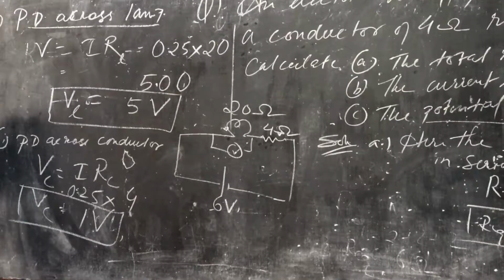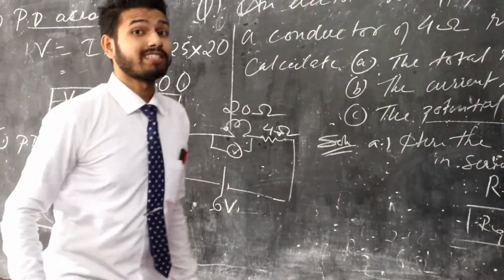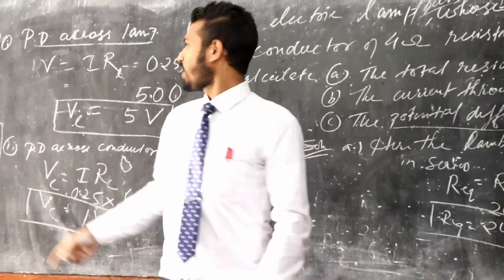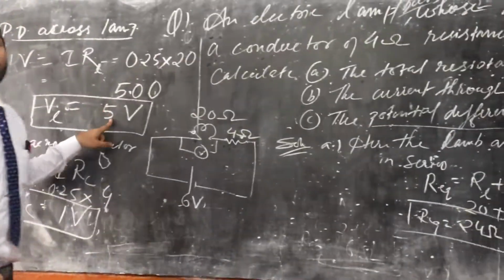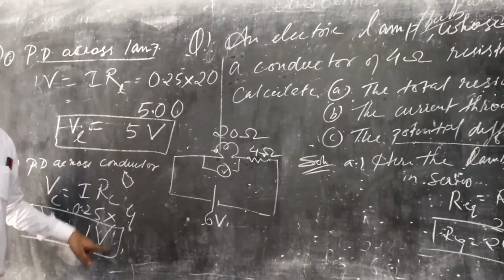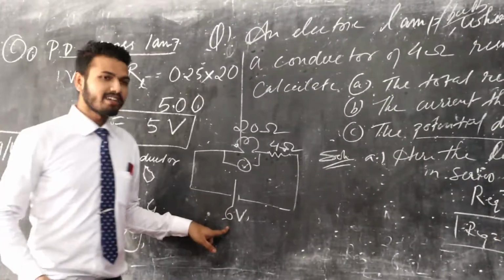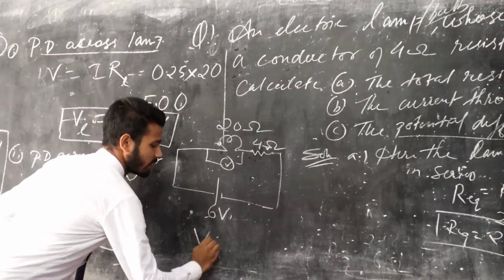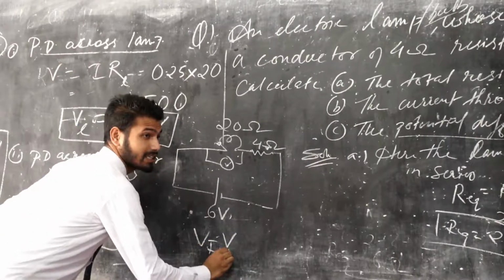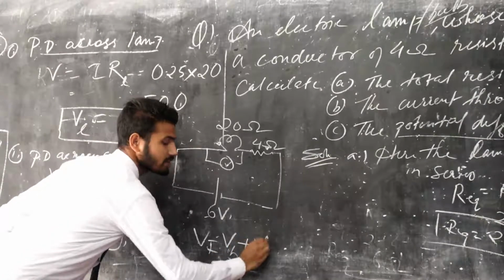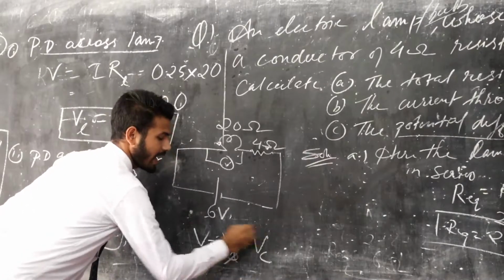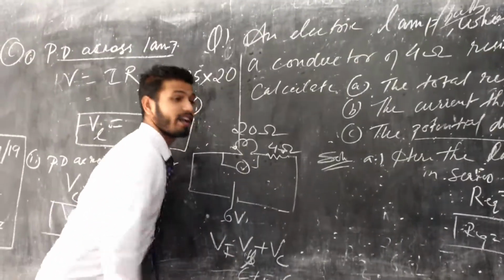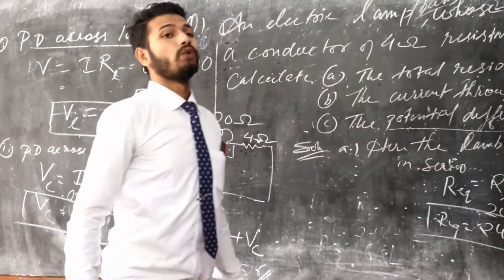Now as we know, the total voltage in a series connection is equal to the sum of the individual voltages. You see the voltage of the bulb and the voltage of the conductor: 5 plus 1 is 6, total 6 volt. So the total voltage is equal to the voltage across the bulb plus the voltage across the conductor. You can see 5 plus 1 is 6. I hope you got it. Yes, this type of question will be given to you.